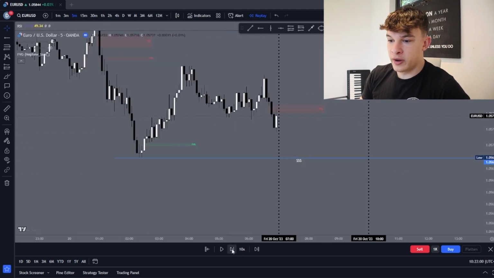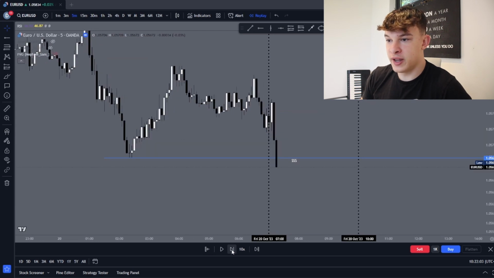Looking at market open, we can see we immediately pushed down and sold off and took out this liquidity we saw in the market.